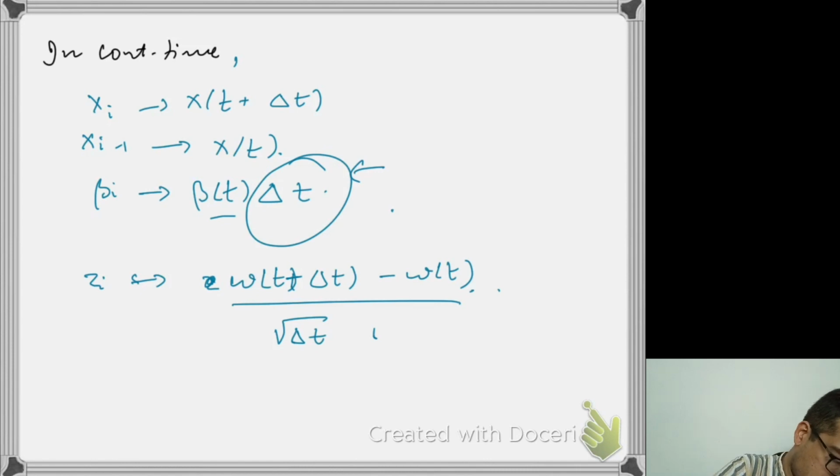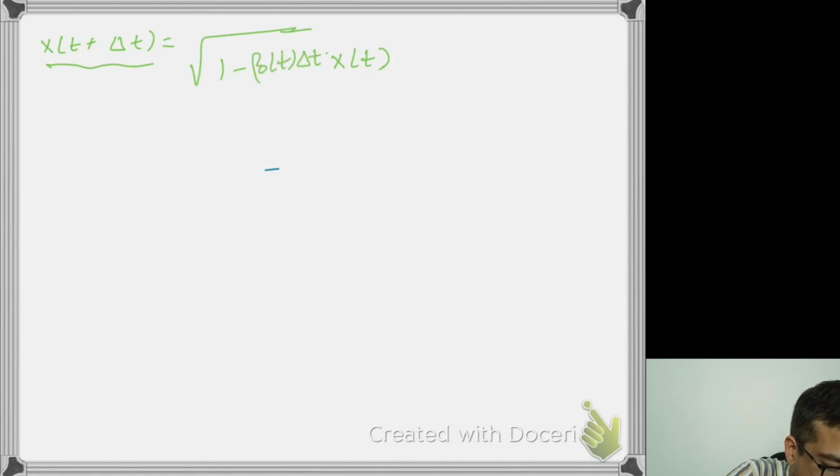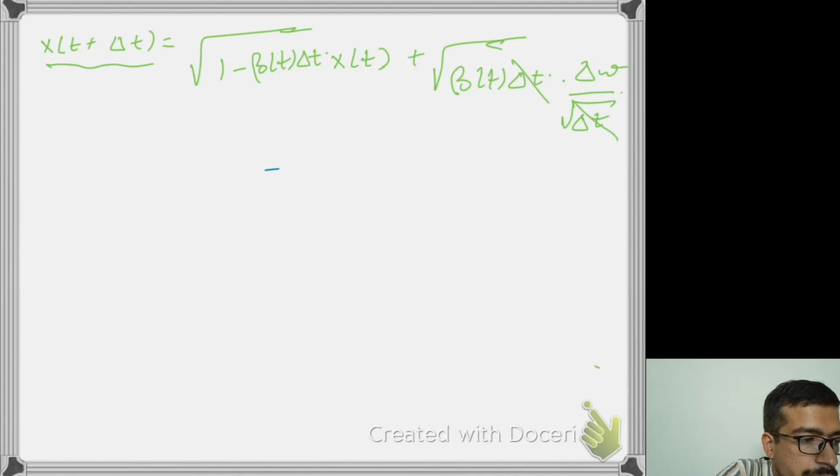Now coming back to the equation. Let's take this equation to continuous time. What I'm going to get is that x of t plus delta t equals square root of 1 minus beta i times xi minus 1. So xi minus 1 is xt, and 1 minus beta i is 1 minus beta t delta t, the square root of this thing, and then plus square root of beta t delta t times wt by square root delta t. So the square root delta t's get cancelled. And this is how the equation now looks.